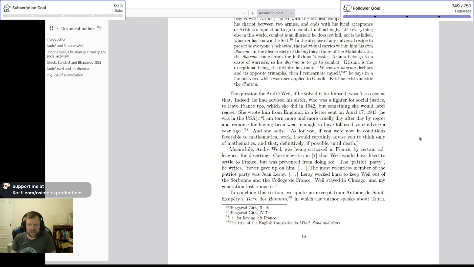She would leave France too, which she did in 1942, but something she would later regret. She wrote him from England in a letter sent on the 17th of April 1943. He was in the USA. "I am torn more and more cruelly day after day by regret and remorse for having been weak enough to have followed your advice a year ago." And she adds, "As for you, if you were now in conditions favorable to mathematical work, I would certainly advise you to think only of mathematics, and that definitively, if possible, until death."